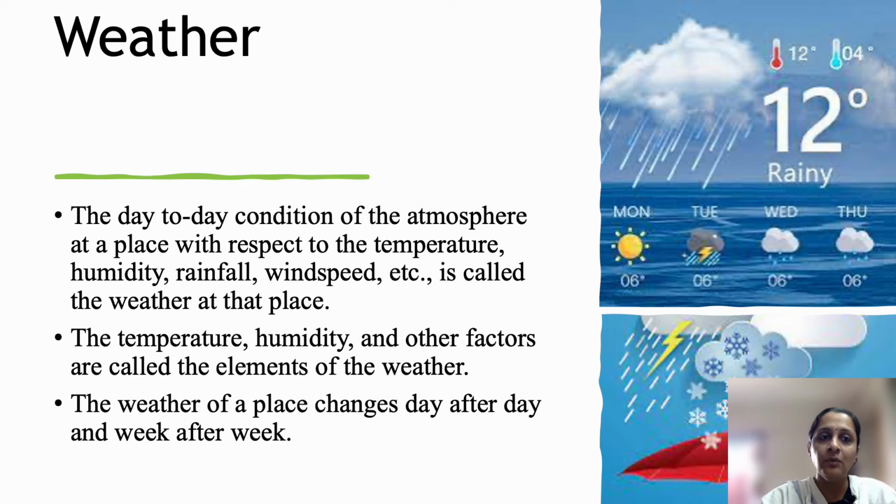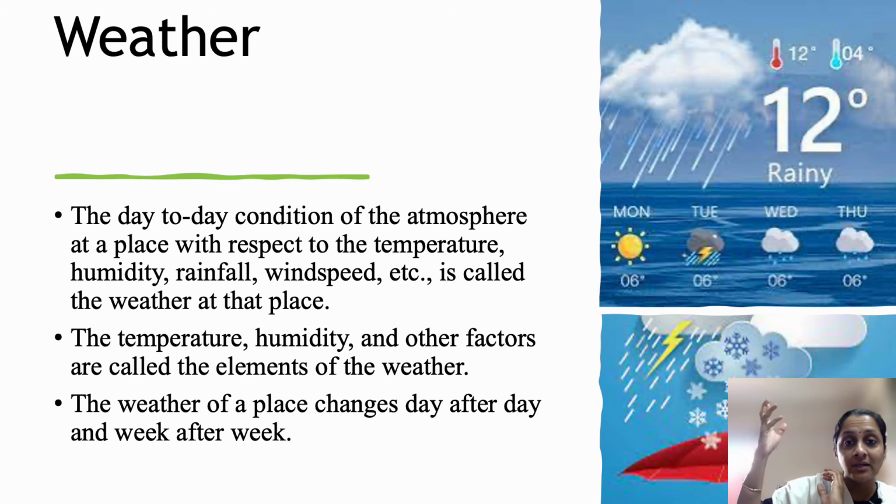So now we come to the exact definition of weather, after understanding what weather is and how it is measured. The day-to-day condition of the atmosphere at a place with respect to temperature, humidity, rainfall, meaning the precipitation, and wind speed. We have seen these 4 conditions. That is the weather of a particular place. So weather changes every day. So it is day wise.